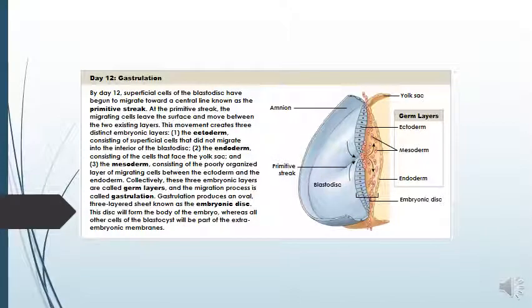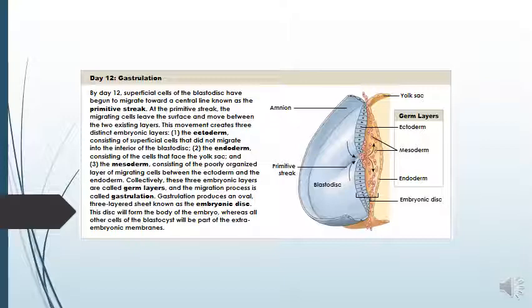We're now up to day 12, and at day 12, superficial cells of the blastodisc have begun to migrate towards a central line known as the primitive streak. And at the primitive streak, the migrating cells leave the surface and move between the 2 existing layers. The movement creates 3 distinct embryonic layers: the ectoderm, consisting of the superficial cells that did not migrate into the interior of the blastodisc; the endoderm, consisting of cells that face the yolk sac; and the mesoderm, consisting of the poorly organized layer of migrating cells between the ectoderm and the endoderm.